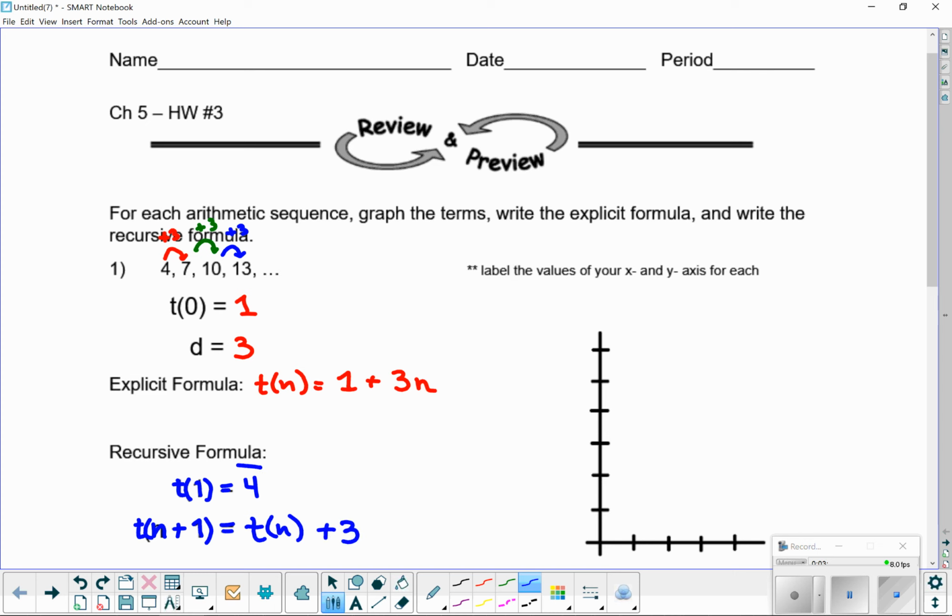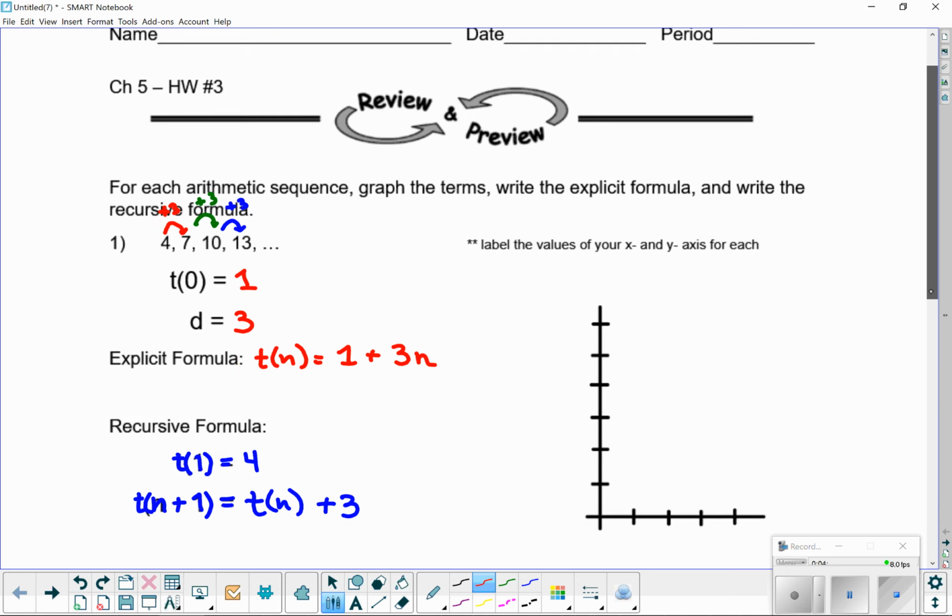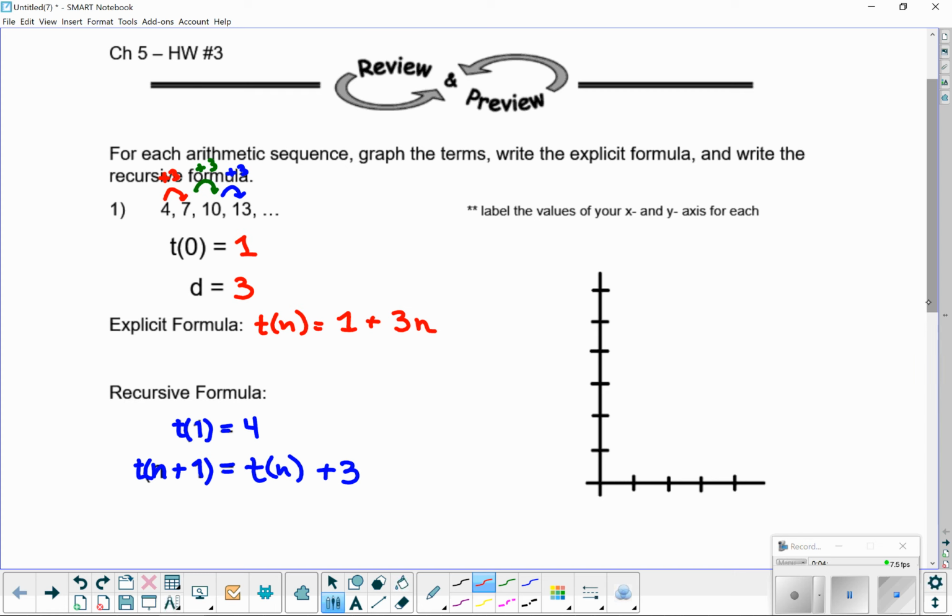Recursive formula contains 2 equations. Explicit formula contains only 1 equation. Keep that in mind. So now we're going to go ahead and graph this. So this is your x-axis. This is your y-axis.